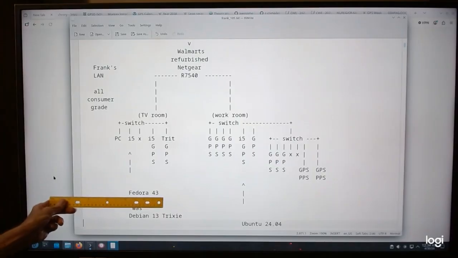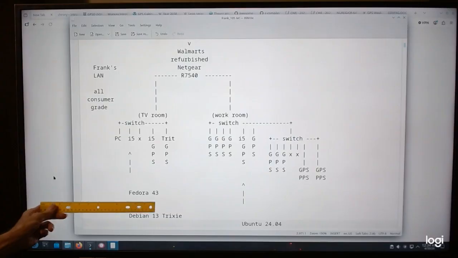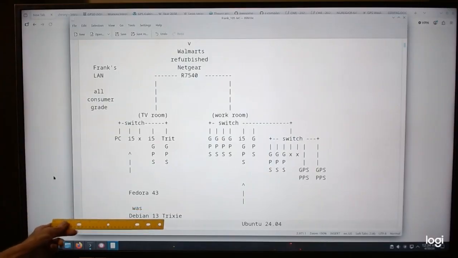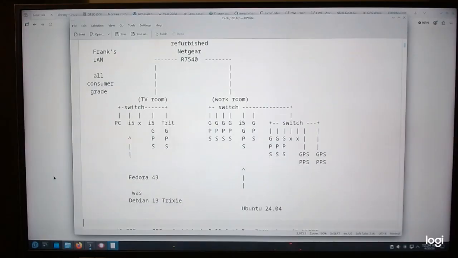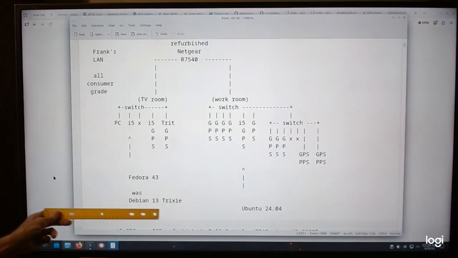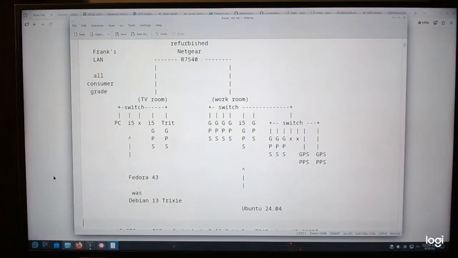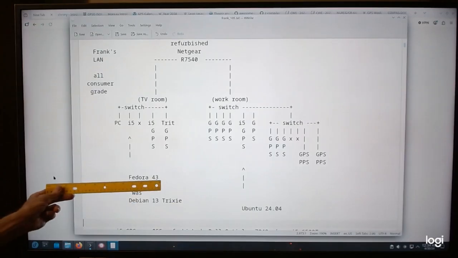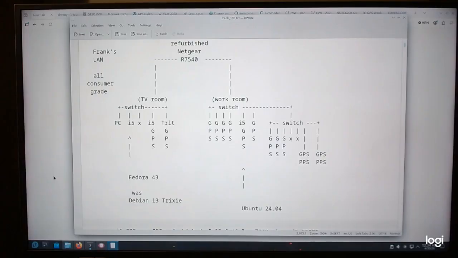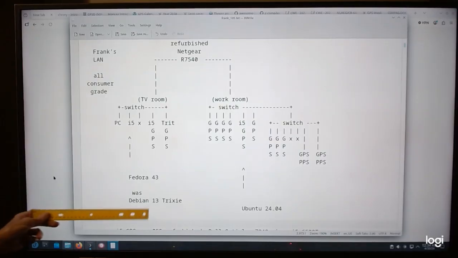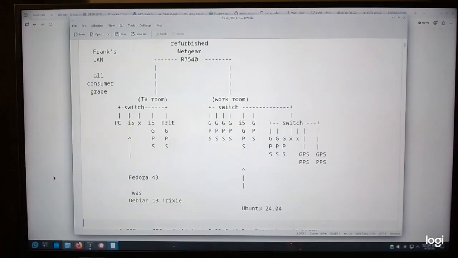Right now, it's running Fedora 43. It was running Debian 13 Trixie, and I kind of didn't like it. I wanted to try Debian out, but I don't like it. I went to Fedora. I would recommend Fedora over Debian for developers. The compilers are newer, all that development stuff. It's several years ahead of Debian, in my opinion.